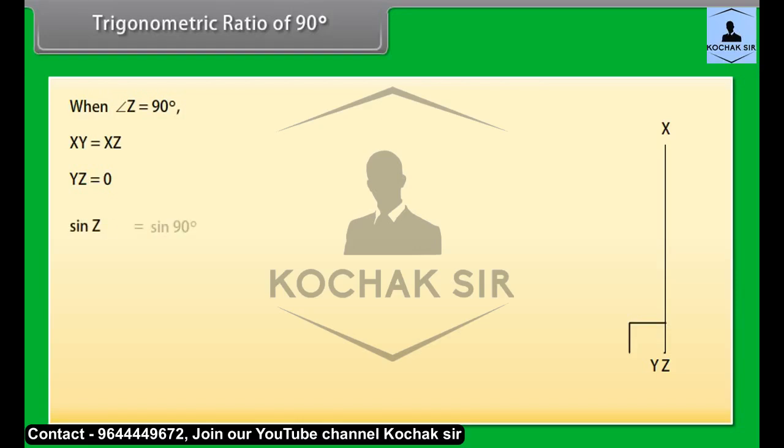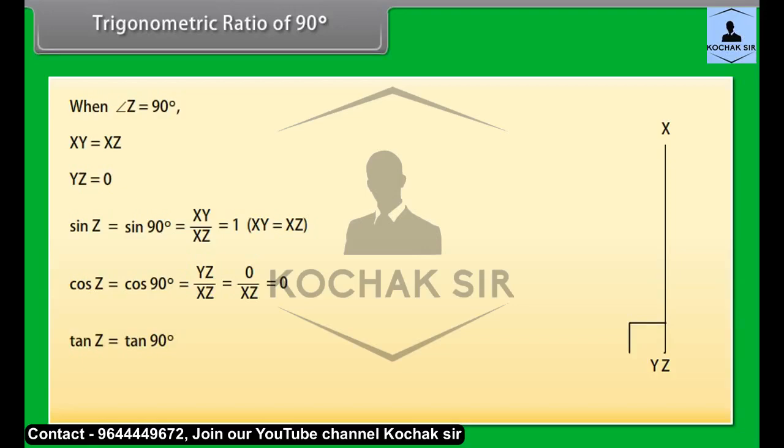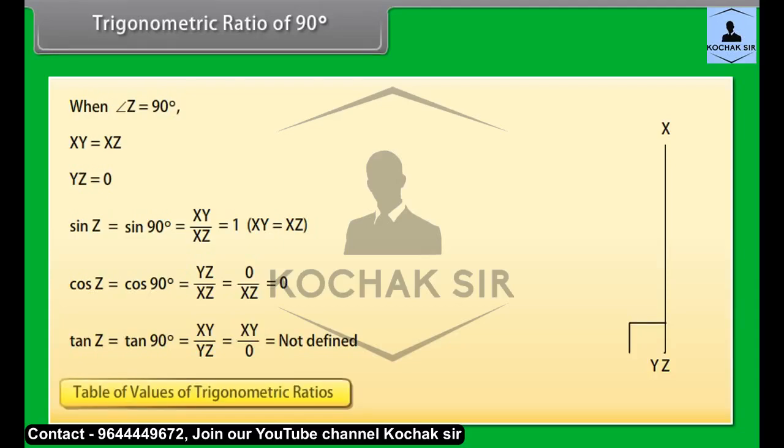Sin Z is equal to sin 90 degrees, which equals XY upon XZ, which equals 1, as XY is equal to XZ. Cos Z is equal to cos 90 degrees, which equals YZ upon XZ, is equal to 0 upon XZ, which equals 0. Tan Z is equal to tan 90 degrees, which is equal to XY upon YZ equals XY upon 0. Therefore, tan 90 degrees is undefined. Let us summarize our exercise in a table.